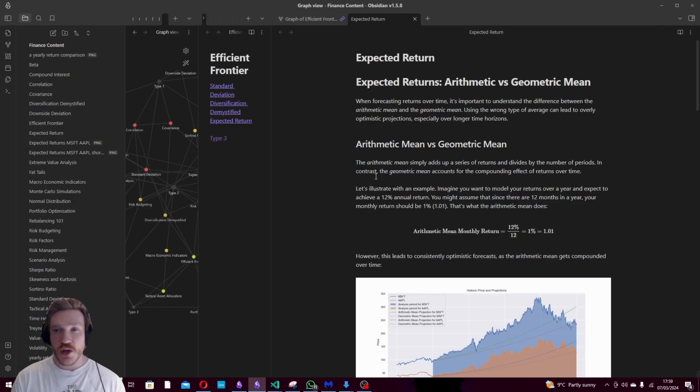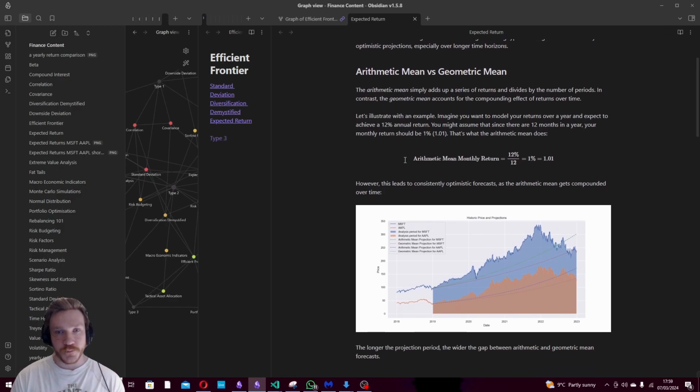Well, log returns are a thing. Log returns are a type of geometric mean. They're geometric means taken to their logical conclusion, but that gets a bit mathematical, and that's not what we're going to be focusing on in this kind of content. So for now, we're just going to stick with these two kinds, arithmetic and geometric, and talk about the difference. So here we go. What is the difference?